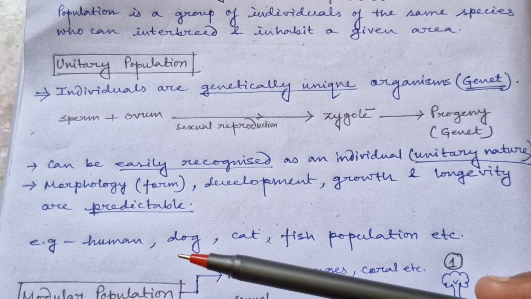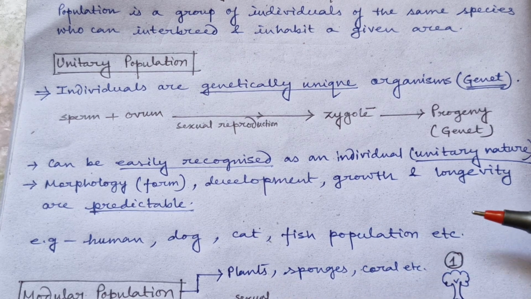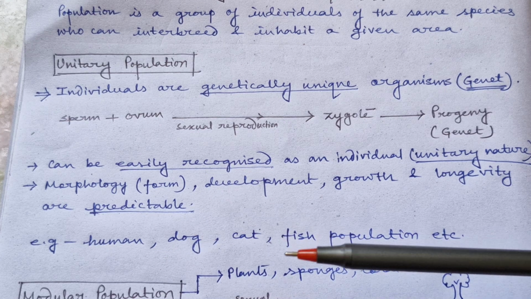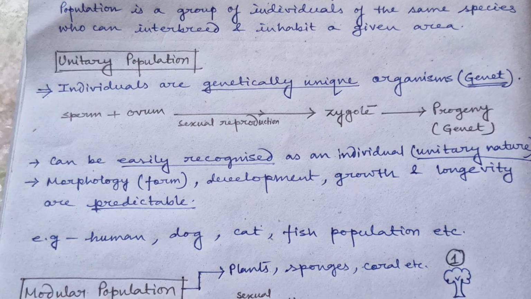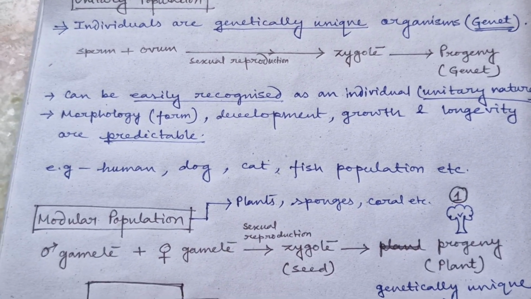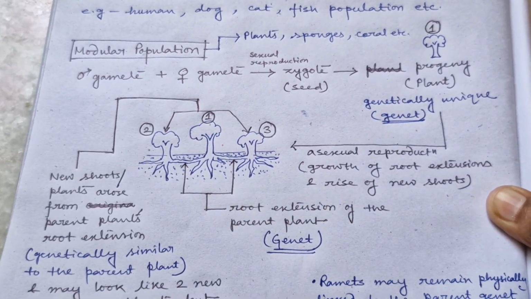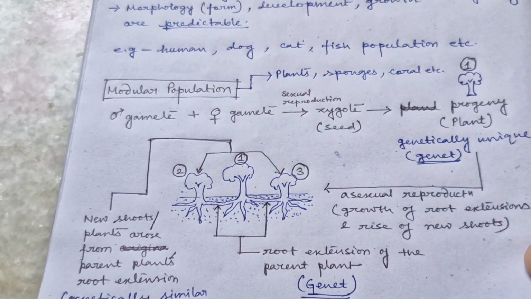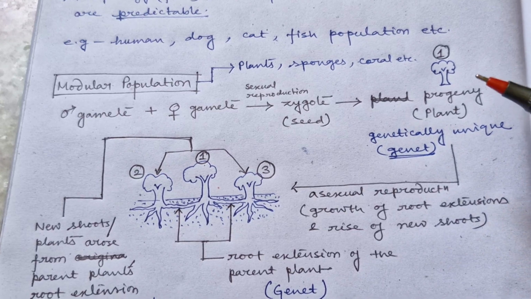So what are the examples? Human population, dog population, cat population, fish population. These are examples of unitary population where an individual human, individual dog, individual cat can be very easily recognized and they are genetically unique. Now coming to the modular population. Now the story becomes a little bit twisted. Here the recognition of an individual is very confusing. Now you may ask why we can't recognize a single plant as a single plant. So why is it very confusing?